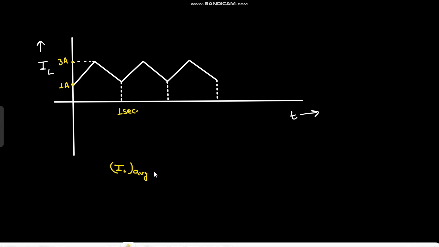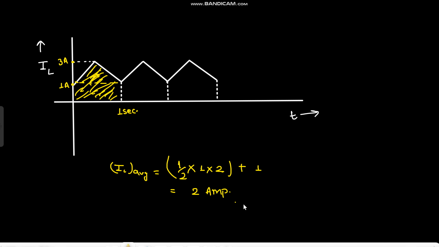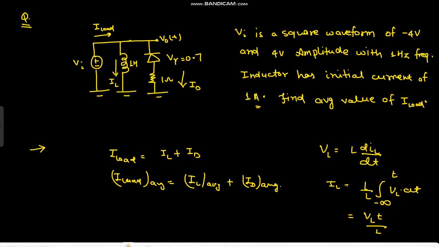So that's where everyone would go wrong. So what would be the average value? What would be IL average? IL average will be this area divided by 1 second. So that's how we calculate the average value. So it would be 1 by 2 into 1 into height 2 plus, first we calculated the area of this triangle, then you should add this as well. Okay, plus 1. So it would be 2 ampere. So that's the average value of inductor current.